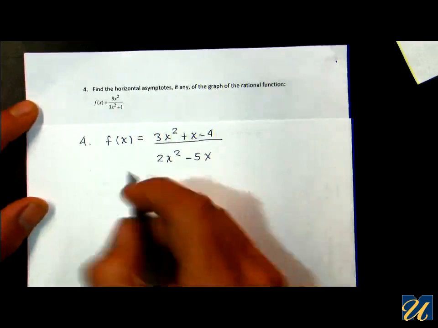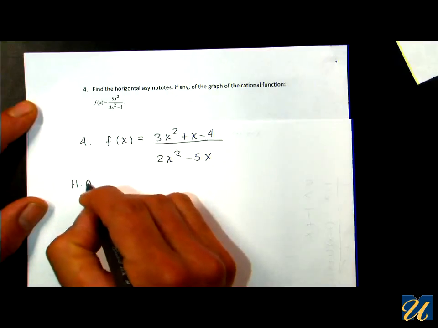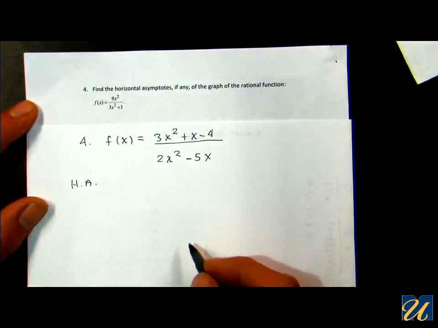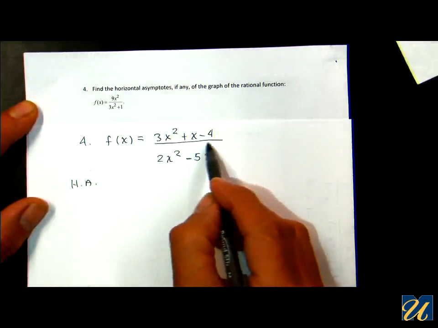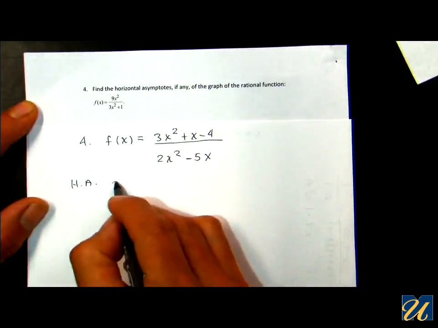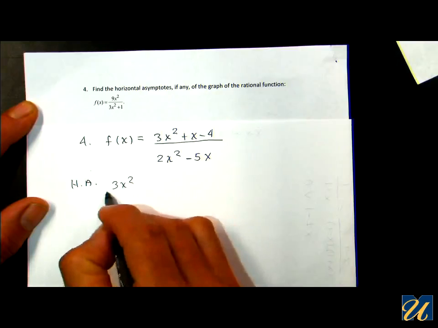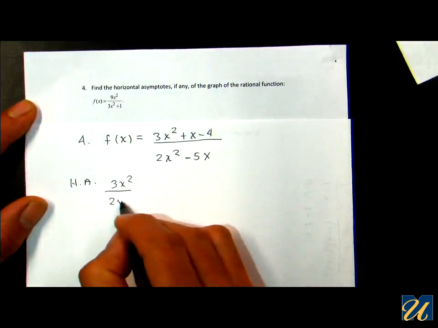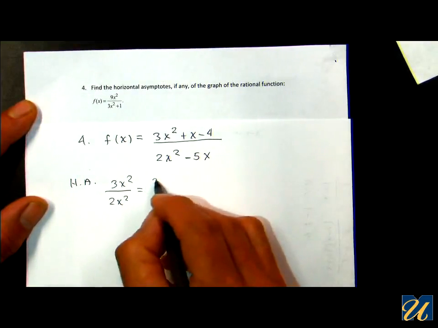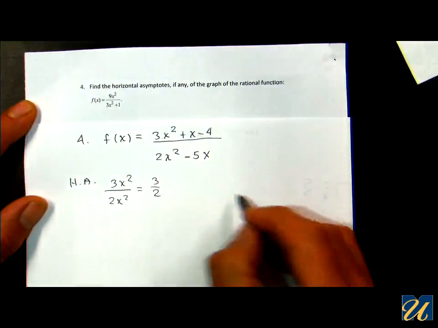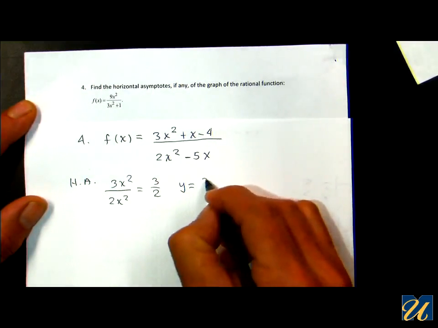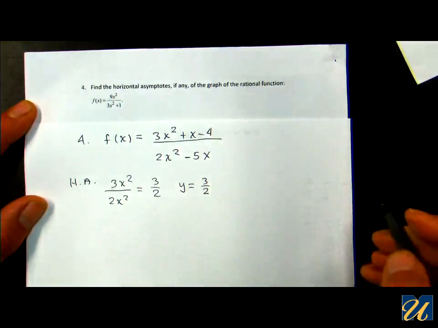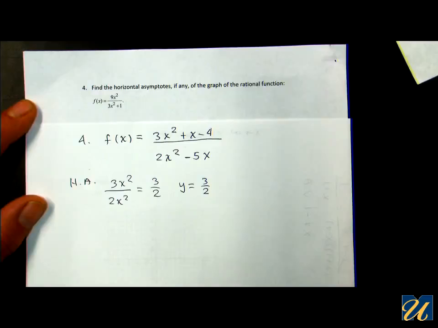Okay, so to get the horizontal asymptotes, take the highest degree term in the top, so scan the entire top. The highest degree term is 3x squared. Take the highest degree term in the bottom, scan the whole thing, that's 2x squared. Divide them, and you get 3 halves. Therefore, y equals 3 halves will be your horizontal asymptote.